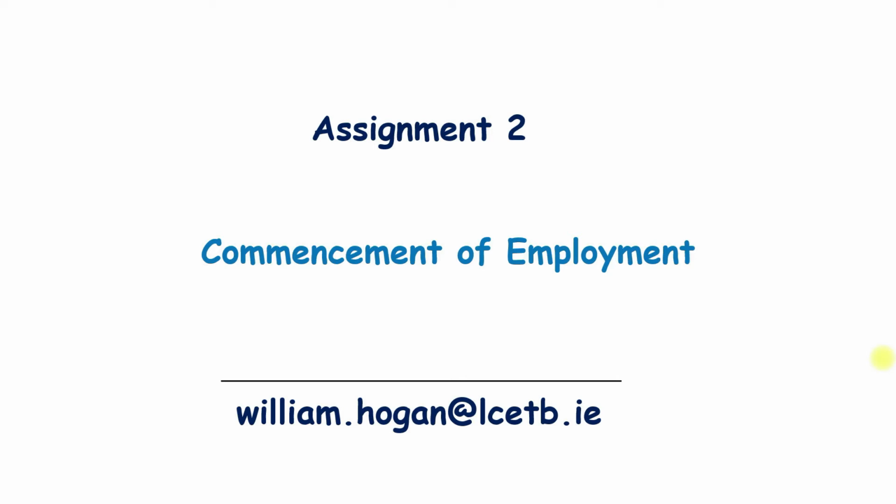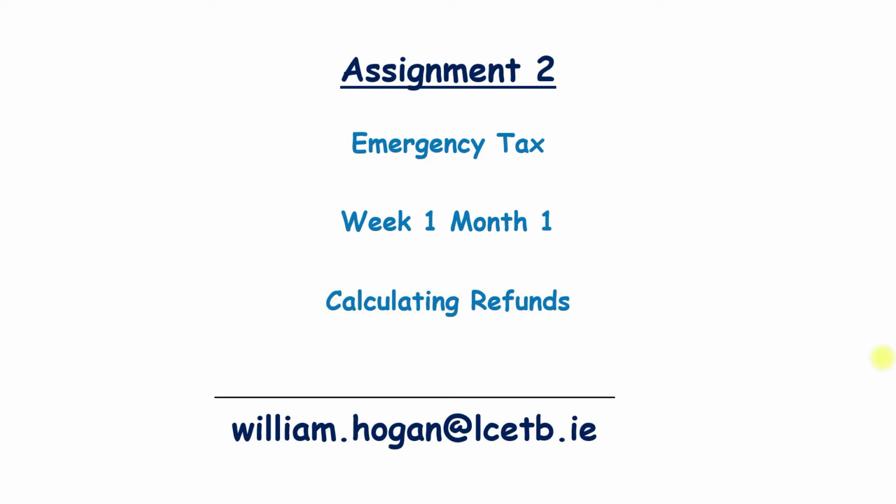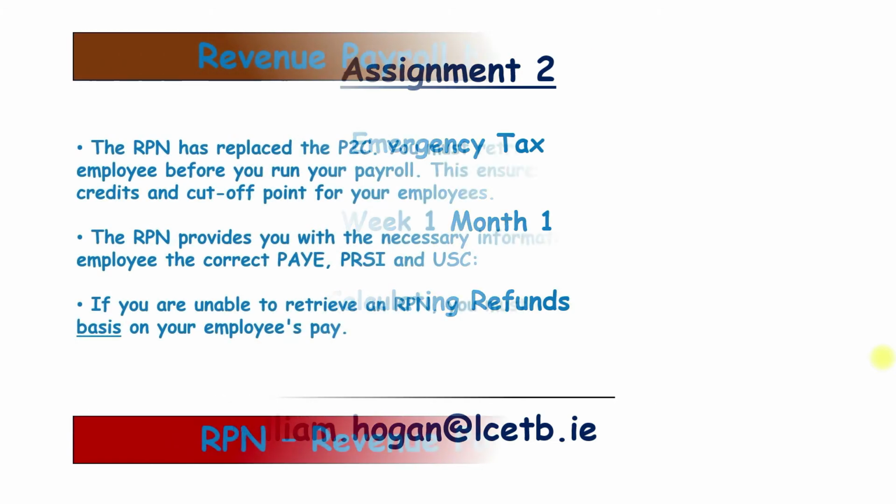Assignment 2 is called Commencement of Employment and is focused on employees starting during the year on either an emergency or week 1 month 1 basis of tax. An important part of this assignment is the process of moving from an emergency and/or week 1 month 1 basis to a cumulative basis of tax and calculating any refunds due.